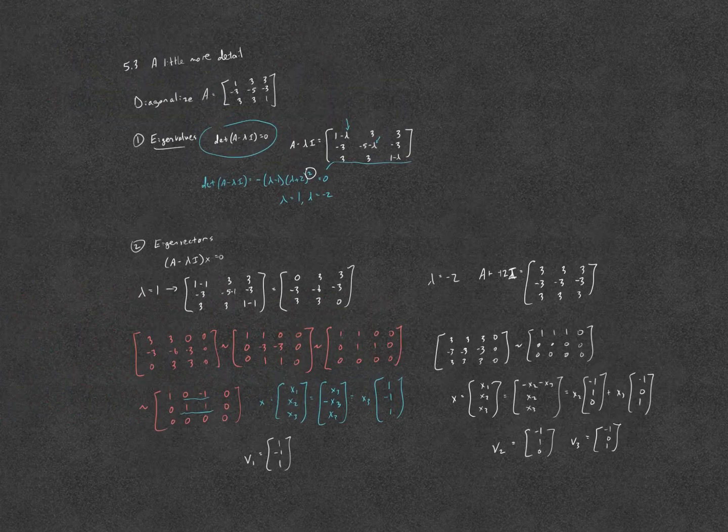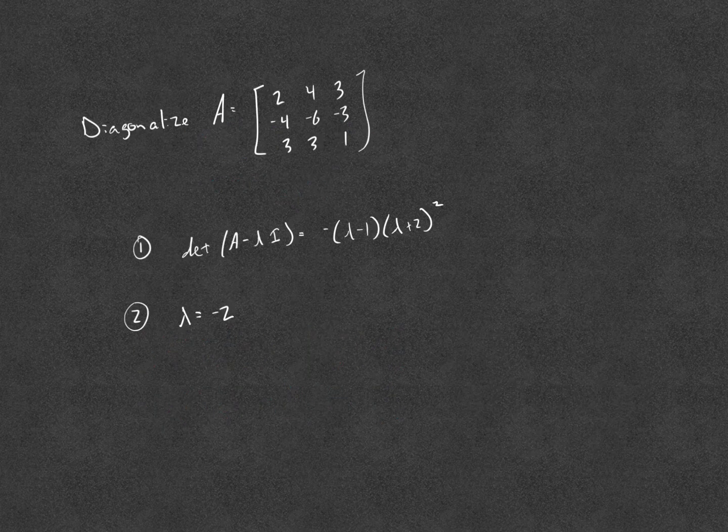Okay, so now to close this problem out, V1, V2, V3, those form the columns of the P matrix. We can use our calculator to find its inverse, and then our diagonal matrix is formed by the 3 eigenvalues. Okay, that's it for this one.